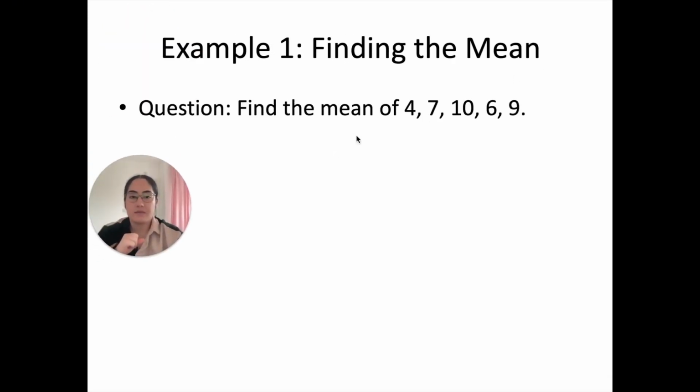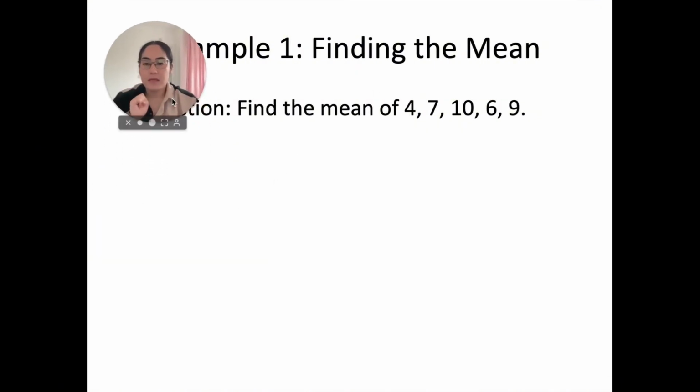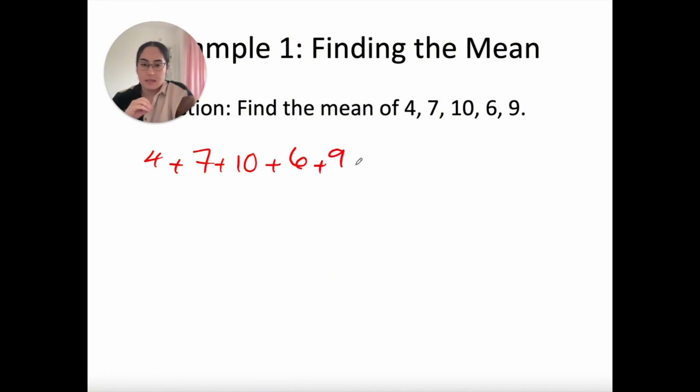So example 1, it says find the mean of 4, 7, 10, 6, and 9. Right, for the mean, we don't need to put them in order. All we're going to do is add 4 to 7 to 10 to 6 to 9. That gives us a total of 36 when we add them together. We've got 1, 2, 3, 4, 5. We have 5 numbers altogether, so we're going to do 36 divided by 5.